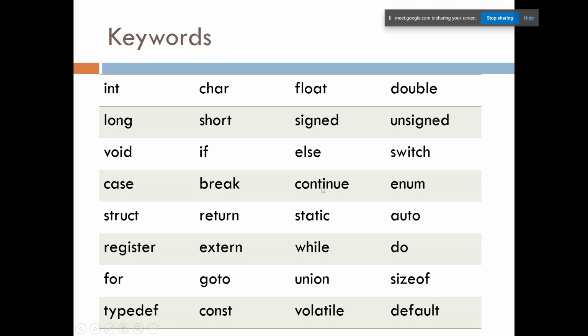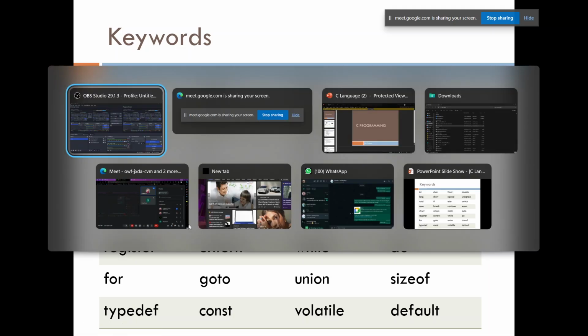And continue is for skipping one or more iterations inside any loops, like a while loop or for loop, any loop you can use this continue statement. And then enum is for storing enumerated data types, and struct is for storing structures.